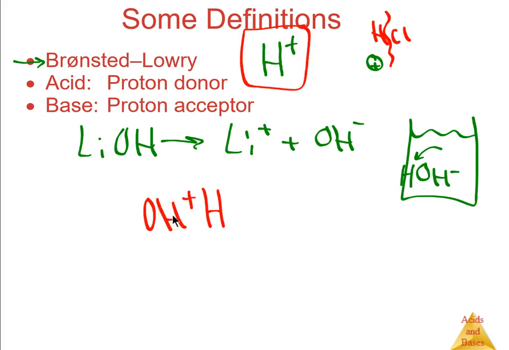Okay, so it's not much different than you're used to with the Bronsted-Lowry. It's just a different way of looking at it. The acid will always give away its proton. The base will always take it.